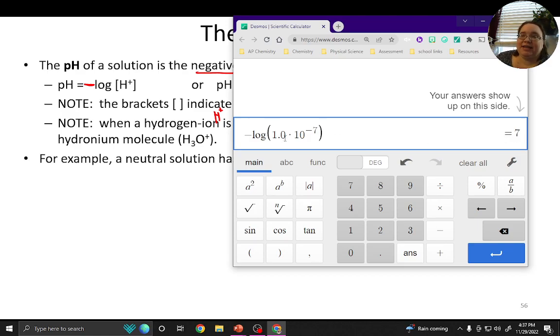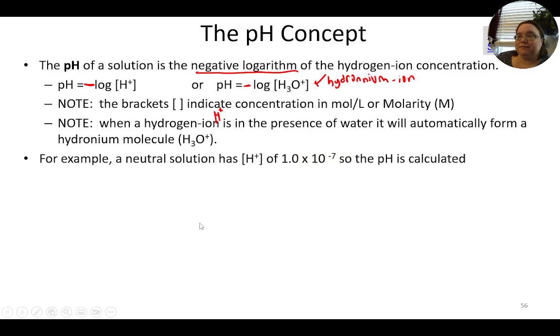So notice when I take the negative log of 1.0 times 10 to the negative 7, I get a pH of 7. Neutral solutions have a pH of 7 because the concentration of hydrogen ions is 1.0 times 10 to the negative 7.